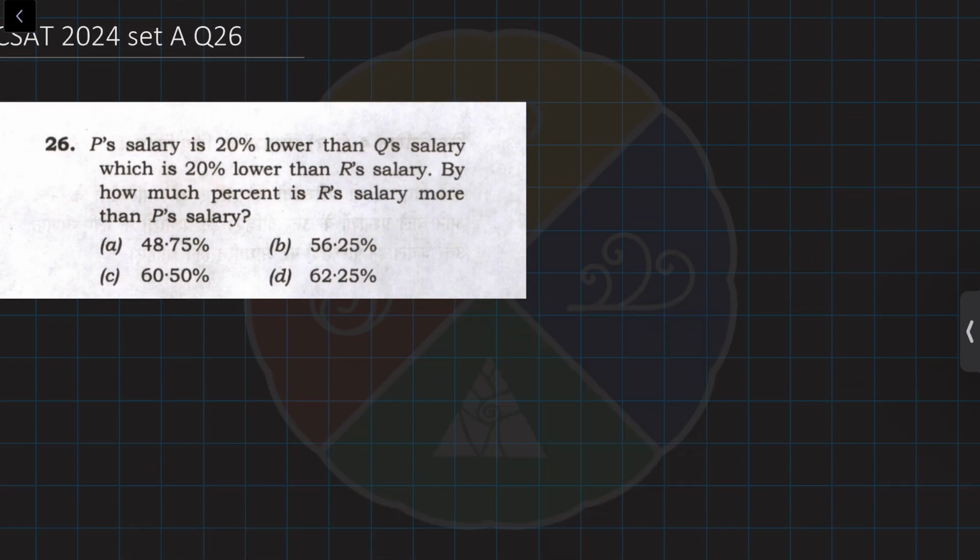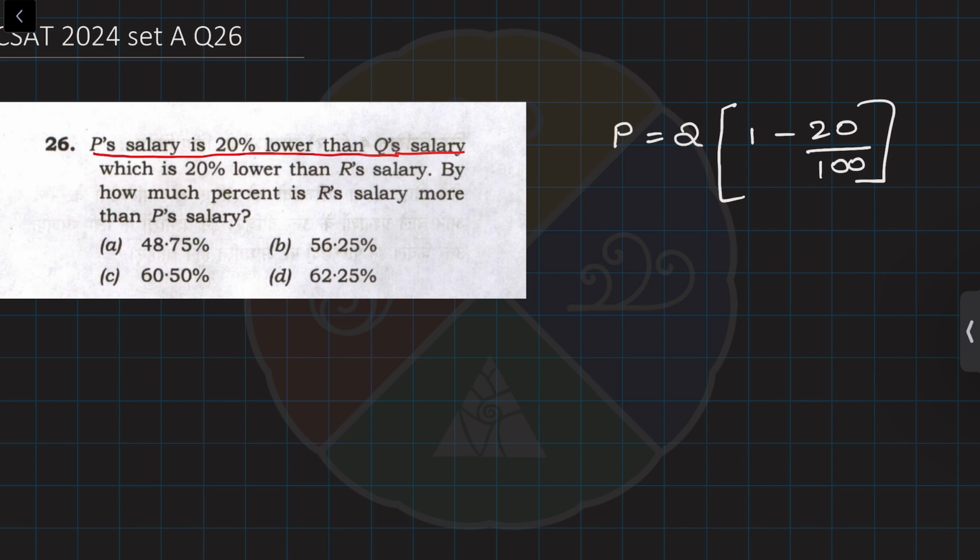We are going to use the same concept to solve this problem. If you look at this problem, it says that P's salary is 20% lower than Q's salary. It basically means that P's value is 20% less than Q's value. So P is the new value, Q is the original value, and 20% less. It can be written like this, or I can directly say that P is equal to 0.8 Q.